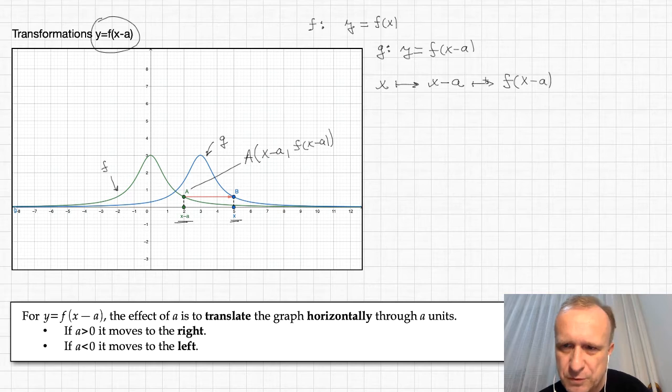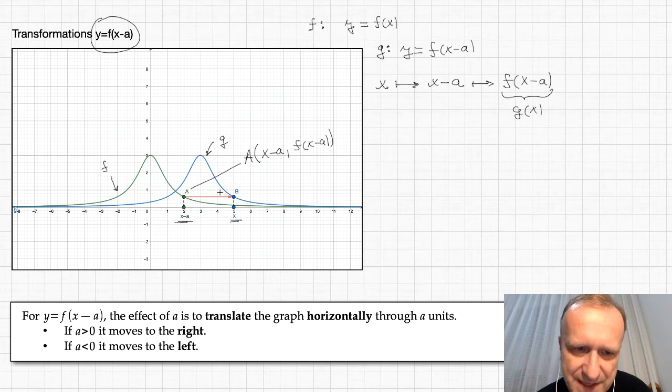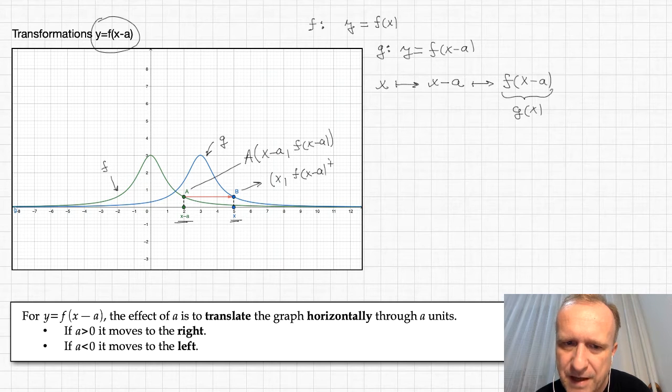And what we need to do now is to take this function value and declare it to be the function value of the function g. So this is nothing else than g of x. So we take this function value and say, okay, our point on our new curve is going to have the same function value, but of course a different x-coordinate. The x-coordinate of point B is going to be just x, the value that we started with, and the y-coordinate is going to be f of x minus a, like this.